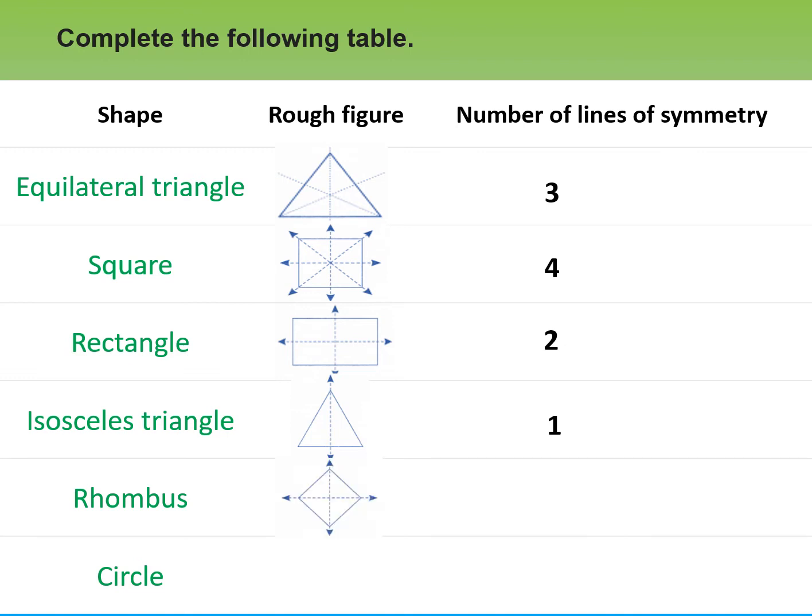Rhombus, it has 2 lines of symmetry. Rhombus means all sides are equal, diagonals are not equal. Circle, infinitely many lines of symmetry are there. We can draw many lines of symmetry for a circle, so infinite.